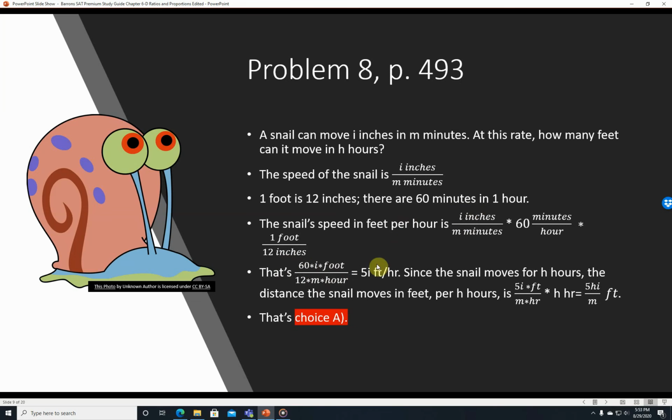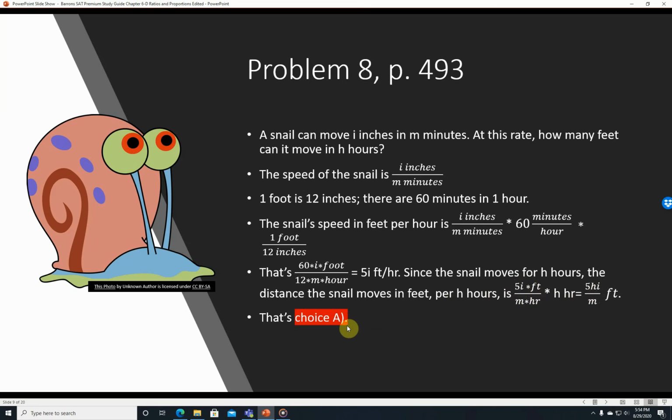60 divided by 12, hopefully you know that's 5. If you don't, use your calculator. If not, then fine, you're going to have to do it by hand on the test booklet if it's on the non-calculator section. That's why you should make sure you know how to factor, because then you can quickly say, oh, okay, 60 is 12 times 5, so boom. That cancels out to 5. So we get 5I feet per hour. Since the snail moves for h hours, the distance the snail moves in h hours is going to be 5I times foot over m times hour times h. So that's going to be equal to 5hI over m feet total in h hours.